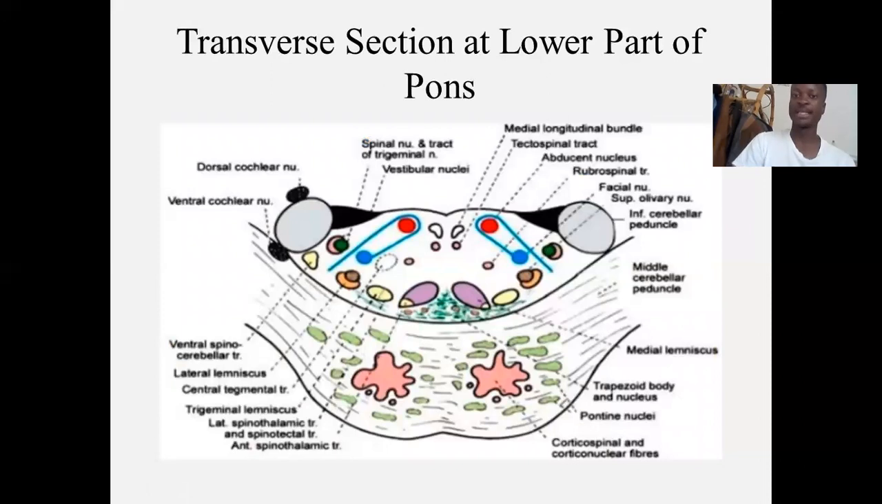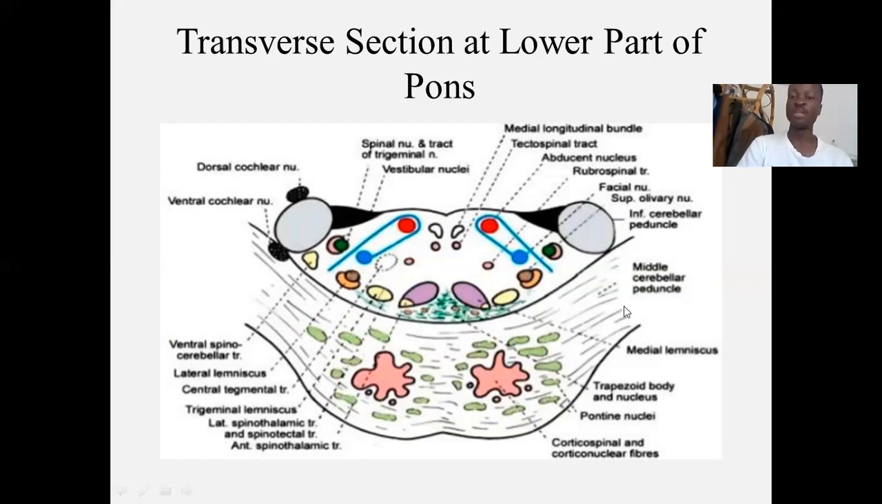Then looking now at a transverse section in the lower pons, this is going to be the ventral aspect of the pons, the basilar aspect of the pons. And notice you're going to have pontine nuclei, right? Then you're going to have the descending corticospinal and the corticonuclear fibers in this region, right? Then you're going to have transverse fibers that are going to be decussating in the midline to go to the middle cerebellar peduncles, which are carrying efferent fibers to the cerebellum, right?